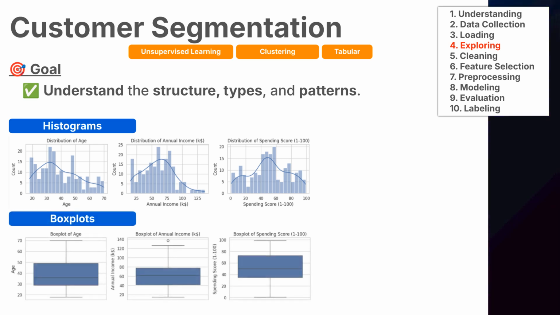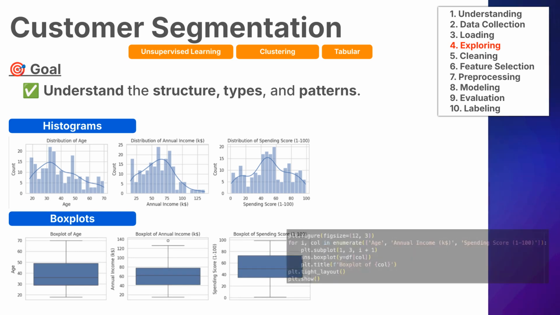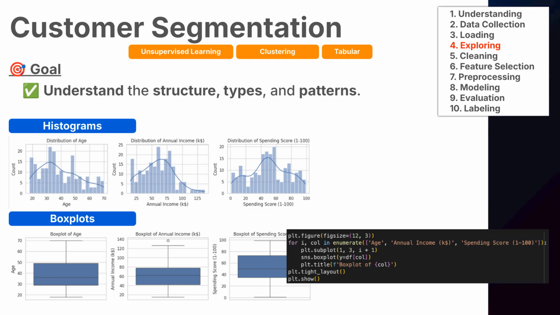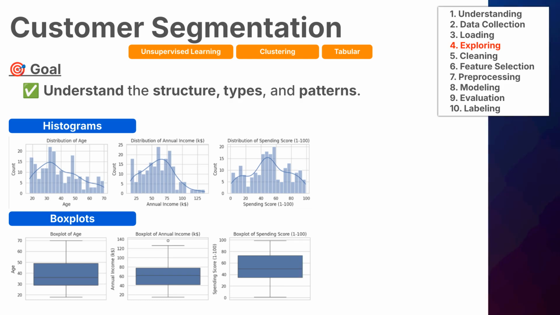Next, box plots. Box plots show median, quartiles, and any potential outliers. The code is almost the same as the histograms. Just replace the histplot method with the box plot method. Let's look at the graphs.